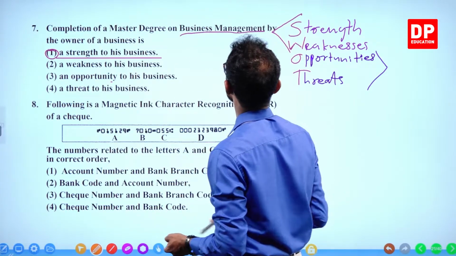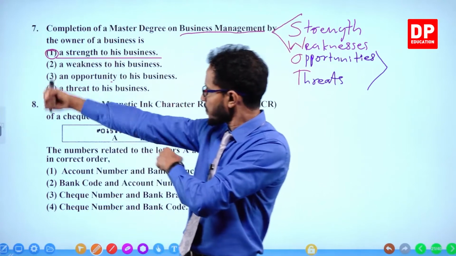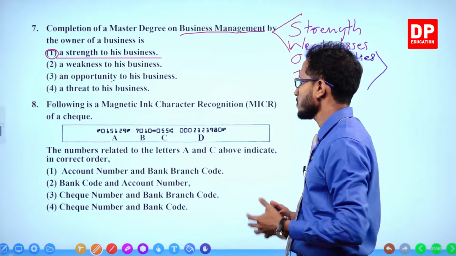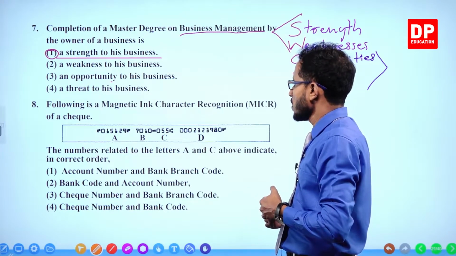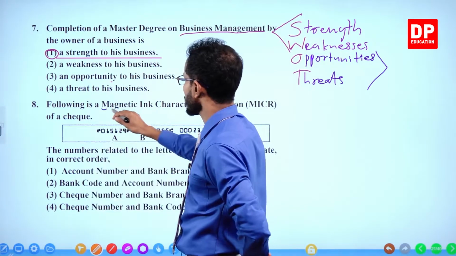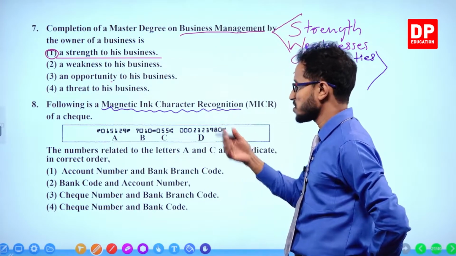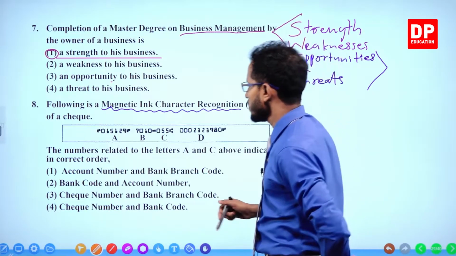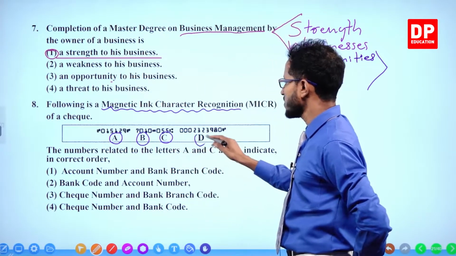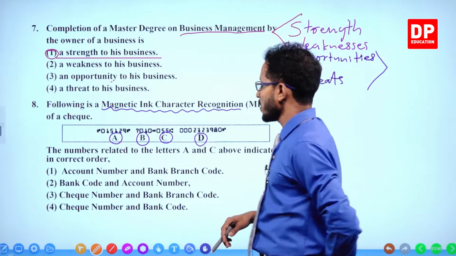Honors management degree, business management degree. Internal strengths. Okay. Following is the magnetic ink character recognition, MICR, which is printed on a check. A, B, C, and D.